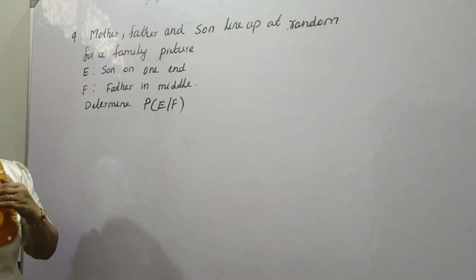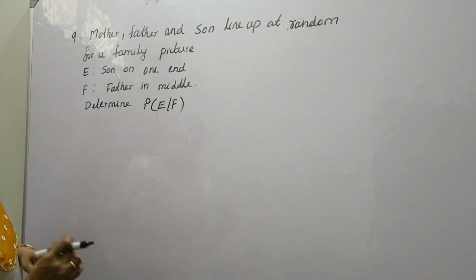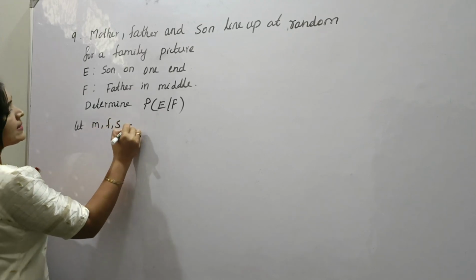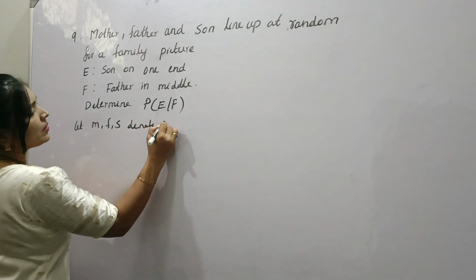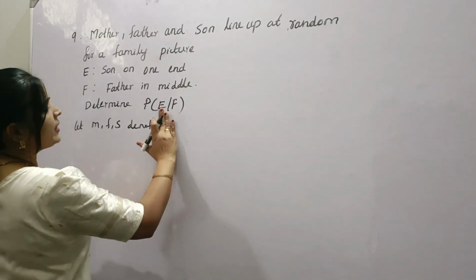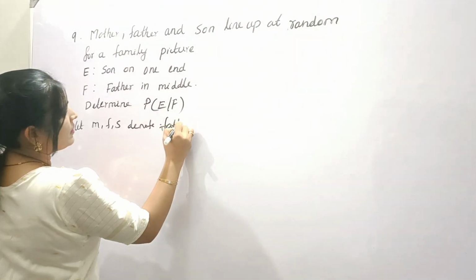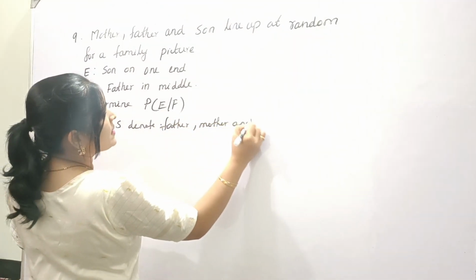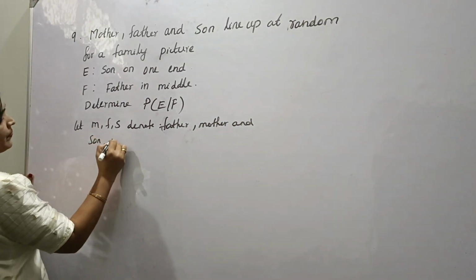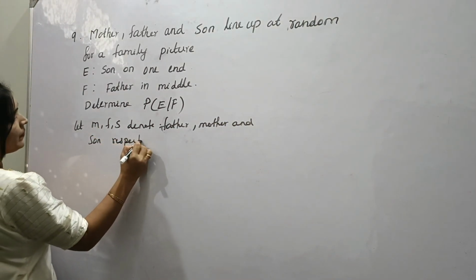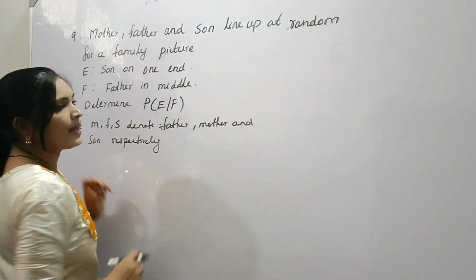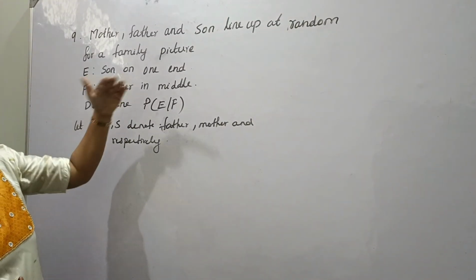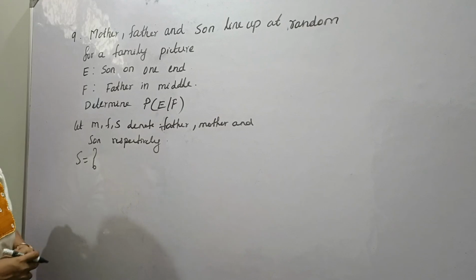Okay, now let's write the sample space. Before that, for our convenience, let F, M, S denote father, mother and son respectively. Now let's write the sample space: in how many ways they can line up for family picture.